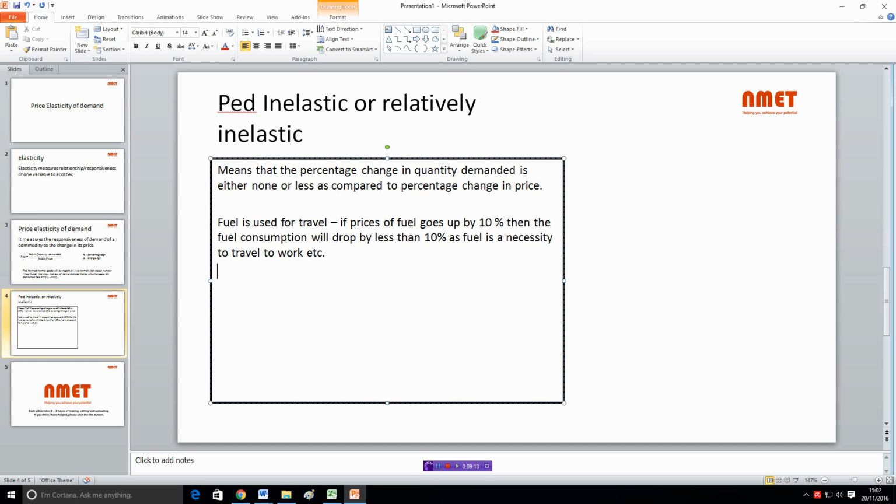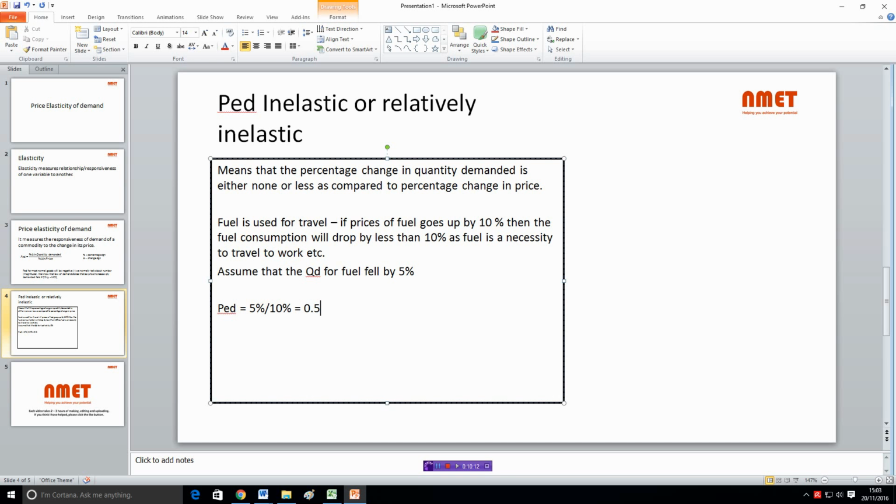So if I said PED equals percentage change, as we said earlier, percentage change in quantity demanded over percentage change in price. Let's say the price of fuel has gone up by 10%, and we assume the quantity demanded falls by 5%. So what do you think would be the PED? It would be 5% divided by 10% change in price, and how much would that be?